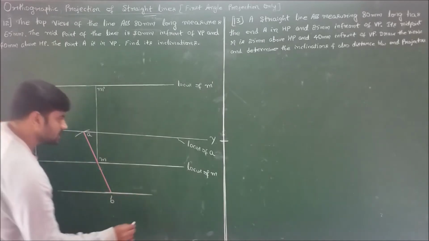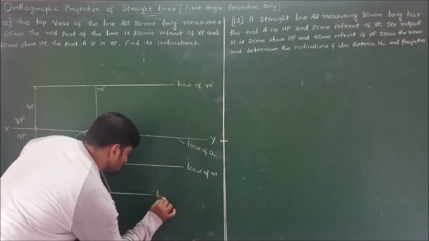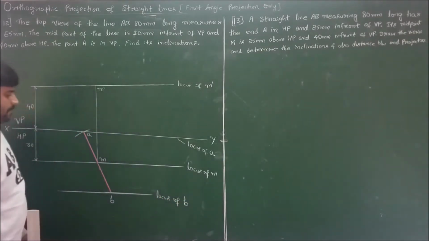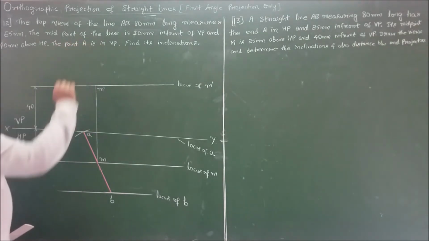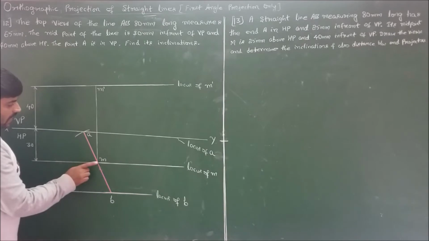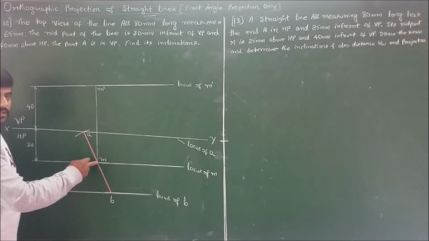So I fix the locus. I got locus of B. So now we know the true length, 80 mm. Since this is a midpoint, 40 should come behind and 40 should come in front. So therefore, from this midpoint, measure 40.